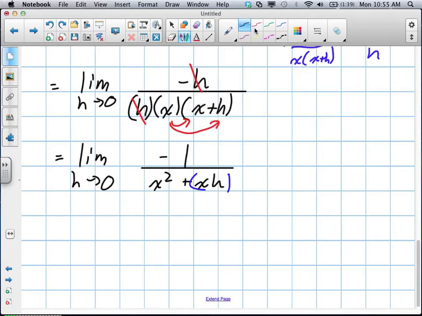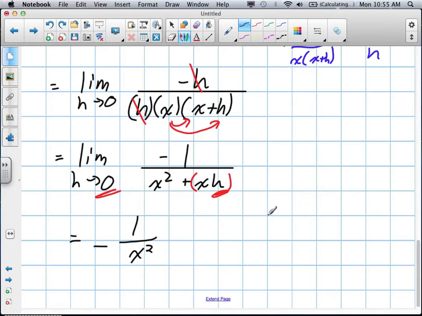I take that 0 value for h and put it in here. That's going to turn this entire thing, no matter what x is, into 0 because h is 0. So our limit then becomes negative 1 over x squared as our final value for our derivative. Okay, so that's our slope at any value of x.